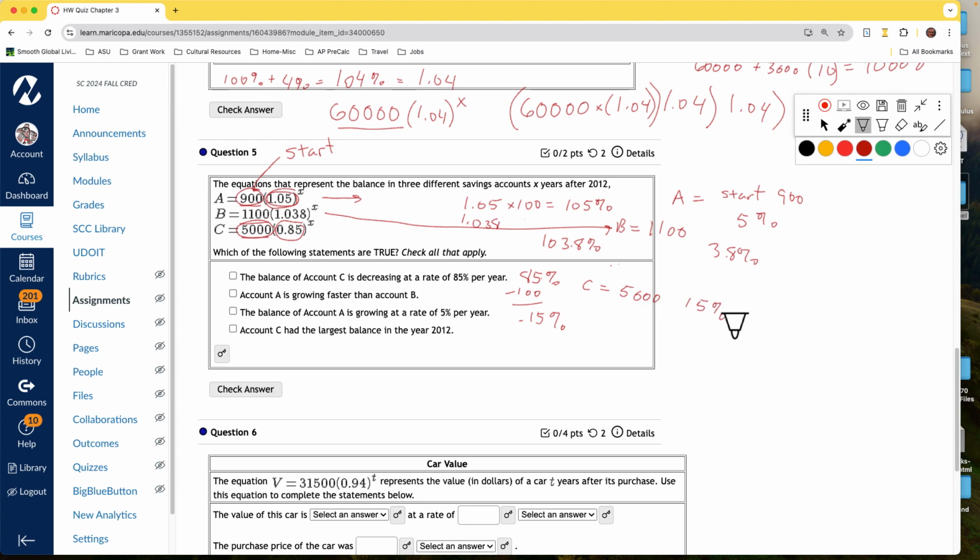Okay, so that's how, looking at those equations, we can tell what's happening. We can tell the percent change, whether it's getting marked up or getting marked down. It's all based on that 100. So from both of them, we're subtracting 100%.